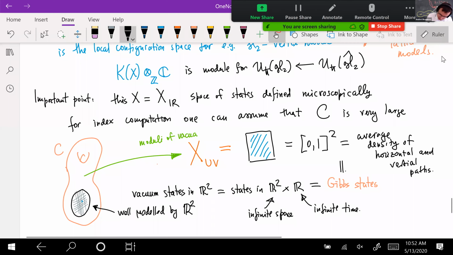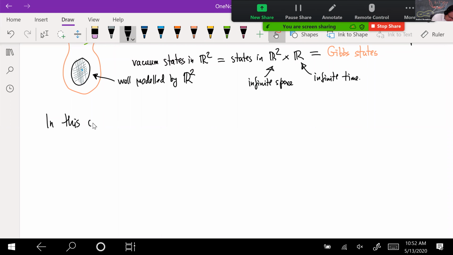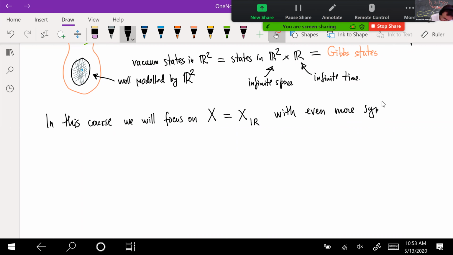in this course we will focus on things which are even more symmetric. So in this course, on X, X would already be for me X infrared already. It's always the most modular vacuum with even more supersymmetry.